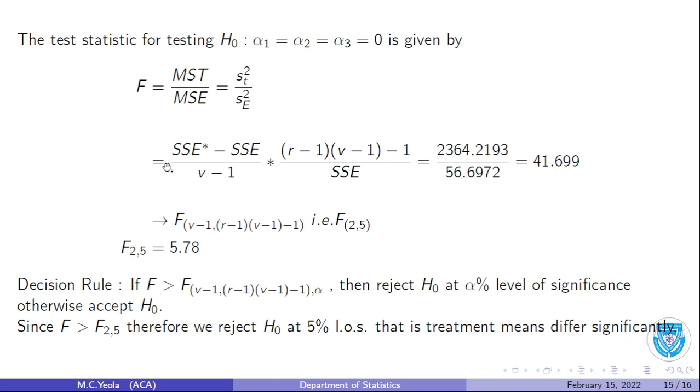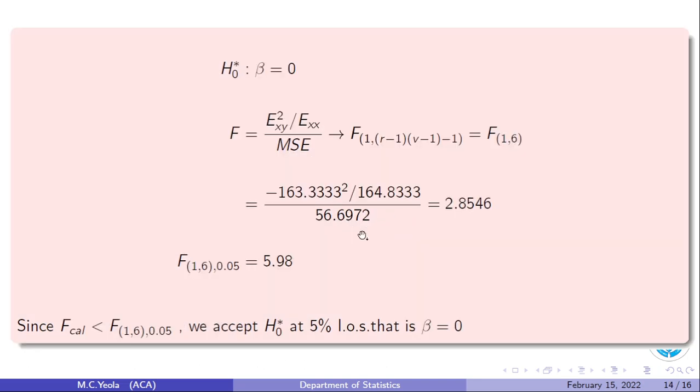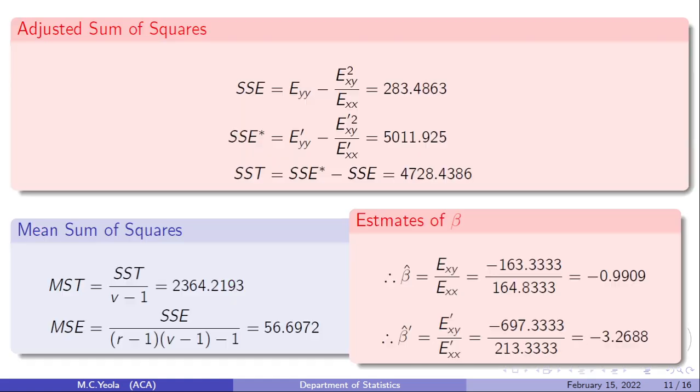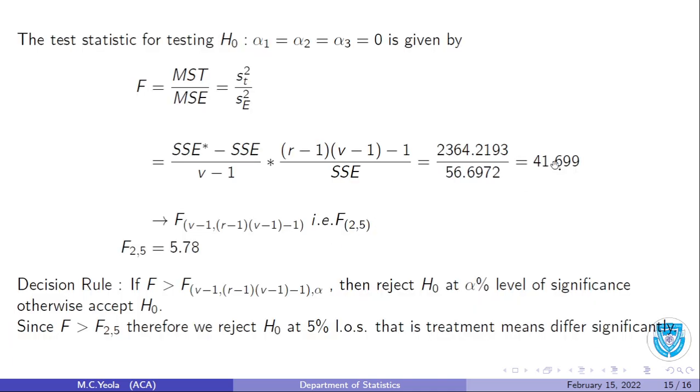MST is the sum of squares, this SST divided by its degrees of freedom. SST we have obtained adjusted here, SSE star minus SSE. So we have SST upon its degrees of freedom, and MSE is SSE divided by its degrees of freedom, that is R minus 1, V minus 1, minus 1 here. This once again is the adjusted degrees of freedom. So the final values that we have, I have substituted over here, and this gives us 41.69 here. Just a minute, I will show you this value. MST and MSE, we have these values. Yes, this is MST, that is 2364.21, and here 56.69 is MSE. So these two values we have used here and got this 41.69.